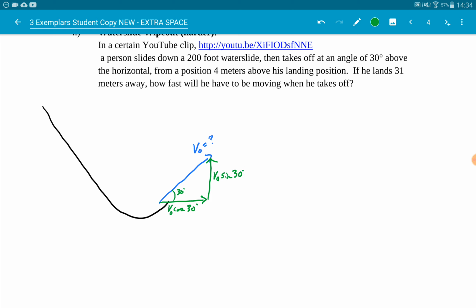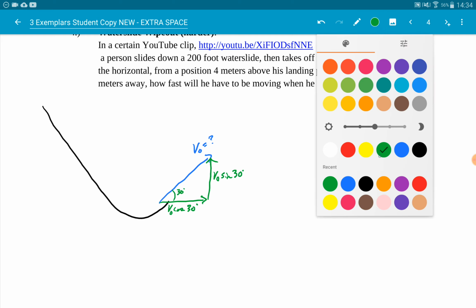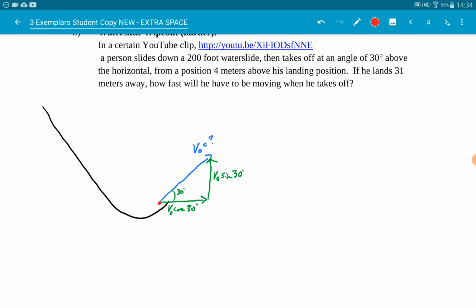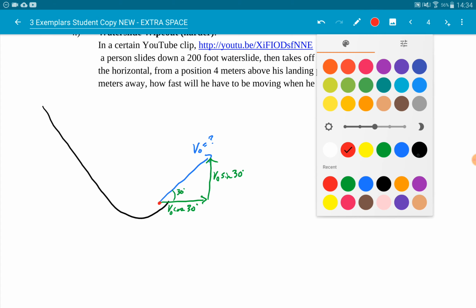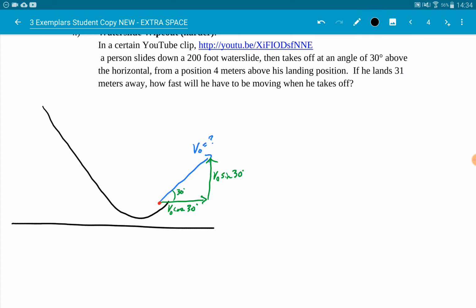He lands 31 meters away. How fast will he be going when he takes off? And he's, again, 4 meters above, so it's similar to the last problem. I need to put the ground in here. Let's put the ground in. And from here to here is 4 meters.